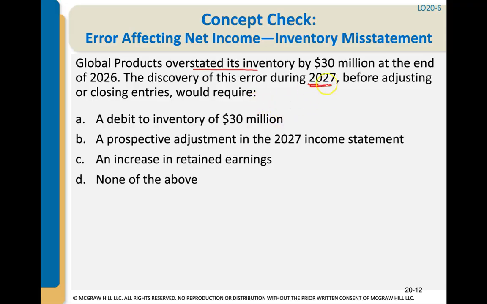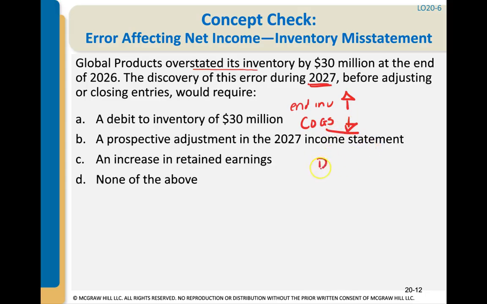But in this situation, we've discovered it in 2027. So if ending inventory is overstated, it's too high, that means the reverse is true for cost of goods sold. That means the cost of goods sold was understated in 2026, which means it was too little. So we need to increase our cost. We should have had a higher cost of goods sold in 2026. And the way we would have done that is through debiting cost of goods sold. But we didn't do that in 2026.